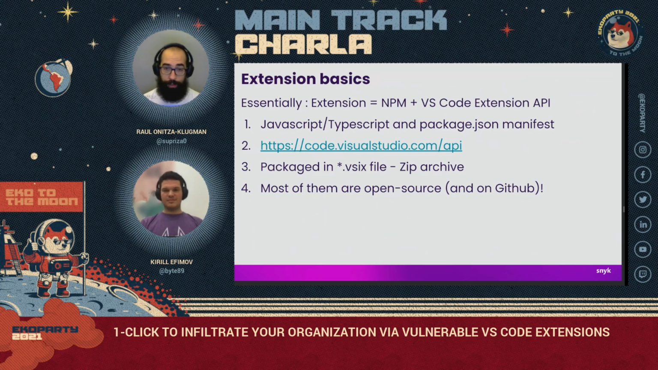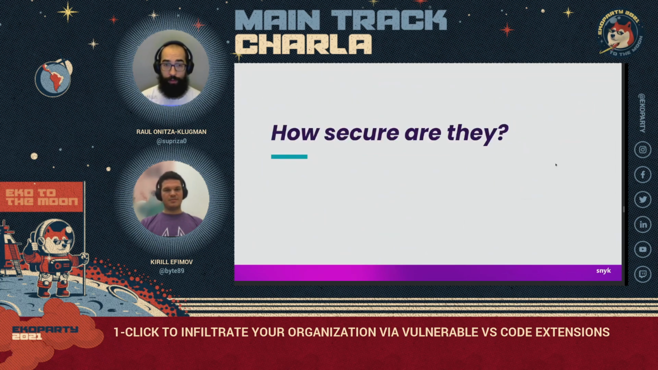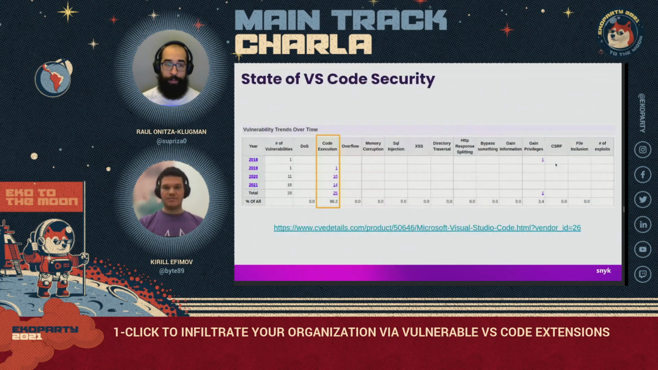Another important thing to notice is that most of the extensions are open source projects, so you can see the source code hosted on GitHub and other platforms. So how secure are these? If we look at the CVE list, we see that most of the vulnerabilities found in VS Code are code execution ones, which are pretty severe.